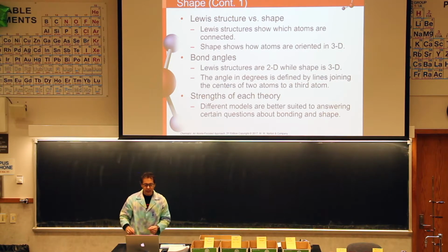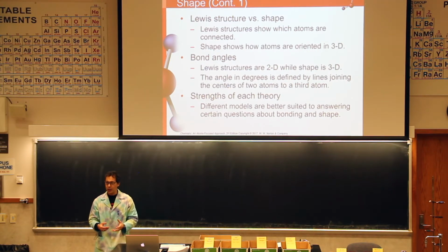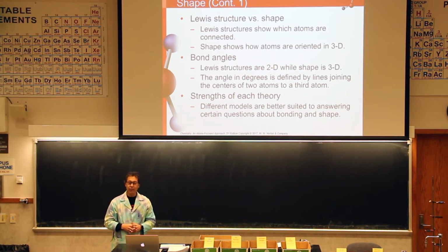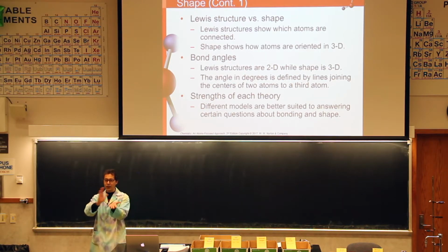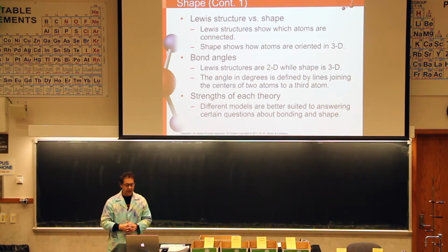Now, we're going to take a look at the difference between Lewis structure and shape, so we're going to go from 2 dimensions to 3 dimensions. And we're going to take a look at bond angles. What are these angles at which these atoms are attached to the central atom? So peripheral atoms attached to central atoms by some sort of bond angle. And there are some pluses and minuses to these different theories, and so we'll touch upon that briefly.